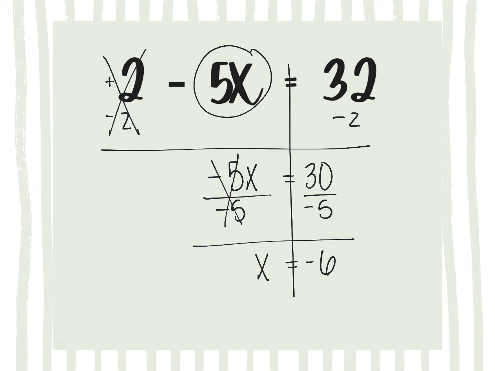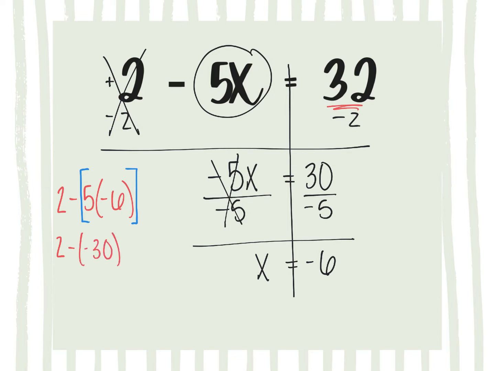So let's check our answer. Here I have 2 minus 5, and then I have a negative 6. And I'm trying to see if I get 32. If I do, I've done it correctly. Now this has a lot of negatives floating around in it, so I would really tune into your order of operations here and solve that inside first. 5 times negative 6 will give you negative 30.